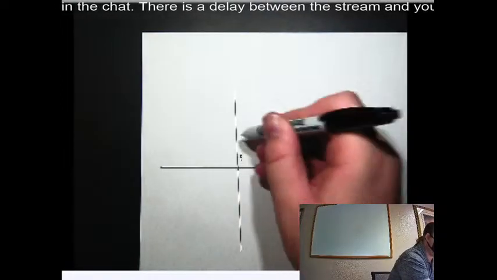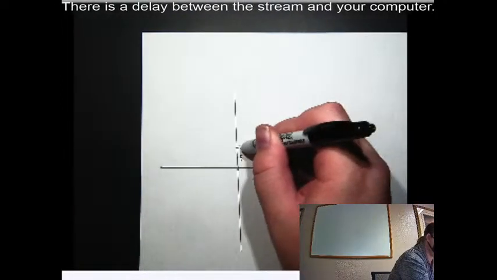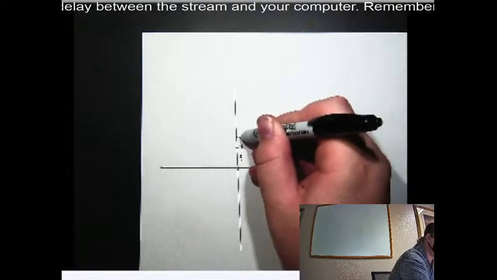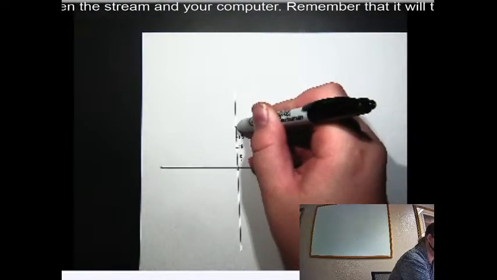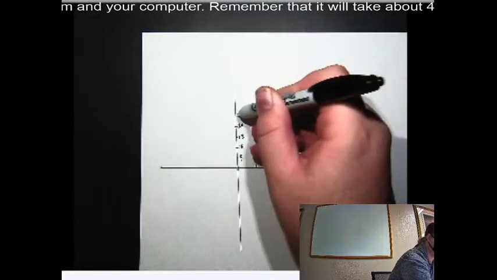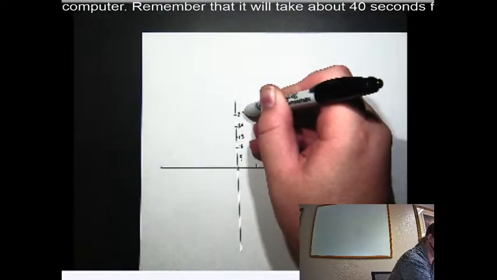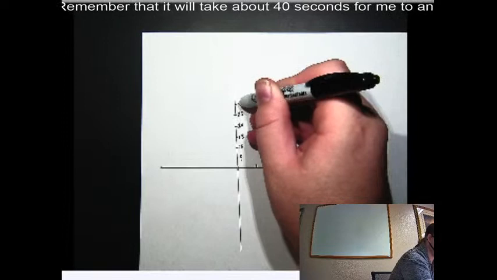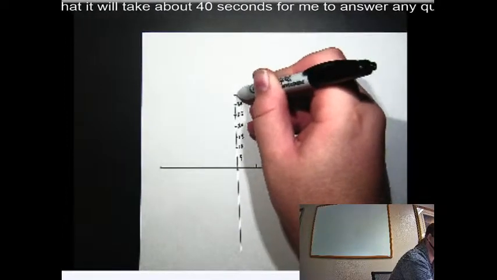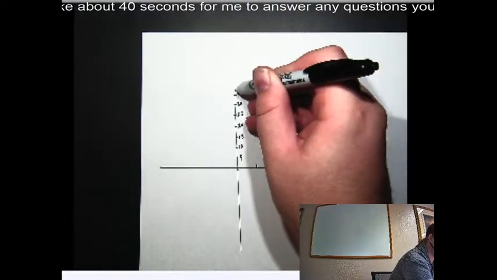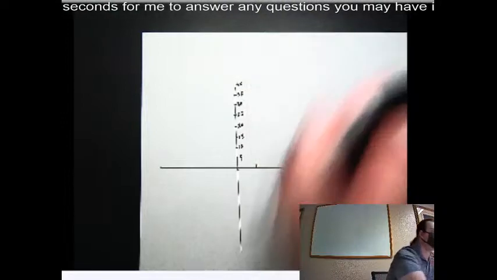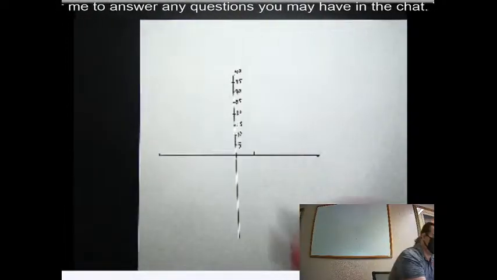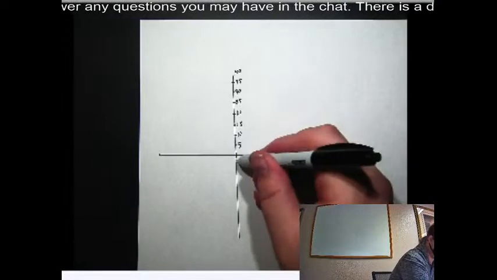So this will be 5, 10, 15, 20, 25, 30, 35, 40. And I'll just fill in the rest of these for us.